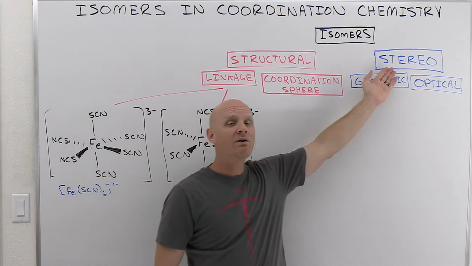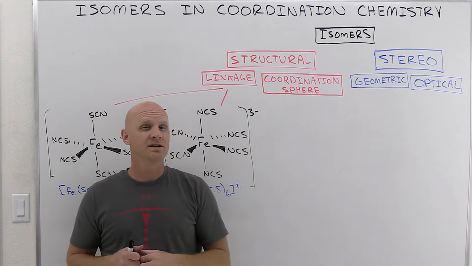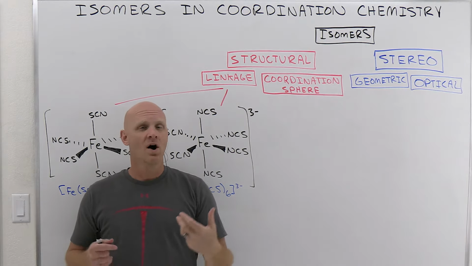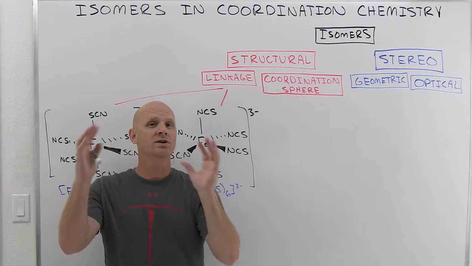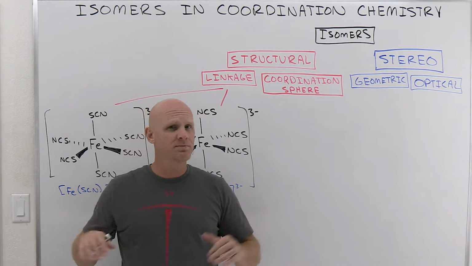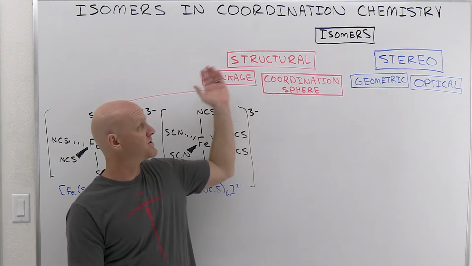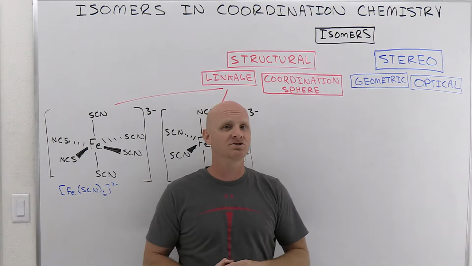On the other hand, stereoisomers are going to have the same bond connectivity. What's going to be different is the three-dimensional arrangement of the atoms. All the same atoms will be bonded to that central metal, but how they're distributed three-dimensionally around that central metal ion is what's actually going to be different. So those are two different classes: different bond connectivity, or same bond connectivity but different three-dimensional arrangement.